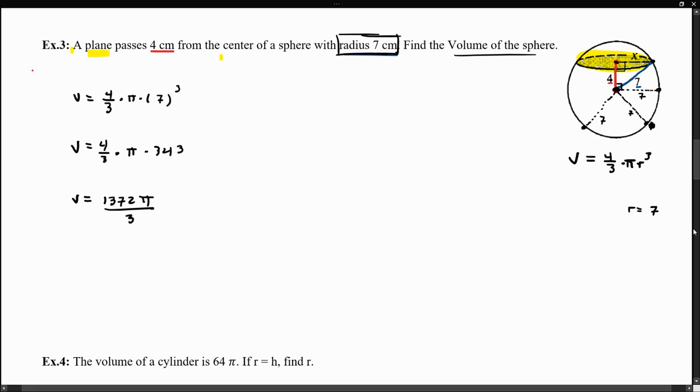So this will be an exact representation, given to us in centimeters cubed. But if we want to have a numerical representation, all we gotta do is get 1372 multiplied by 3.14. And now that number, let's divide it by 3. So now that's going to be approximately 1436.02 centimeters cubed.